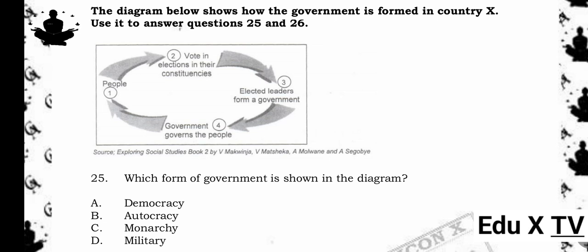25. Which form of government is shown in the diagram? A. Democracy. B. Autocracy. C. Monarchy. D. Military. The answer is A. Democracy. Reason being, the diagram shows that people vote in elections. Elected leaders form a government. The government governs the people.